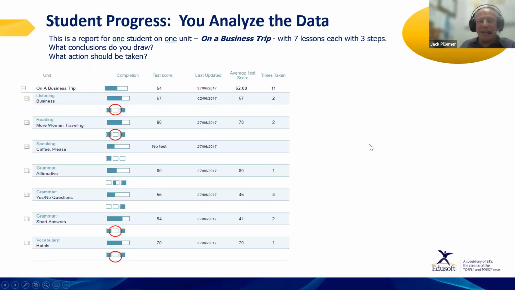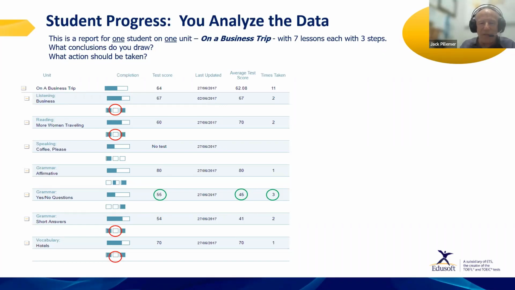This student tends to skip the practice. They go in, they don't do the practice, and then they go on and do the test. Their grades aren't great. That means I would recommend that they actually do the practice. The second thing is, take this. Did this test 3 times. His average test score is 45. The last time he did it was 55. He didn't do the practice. This is grammar, yes, no questions.